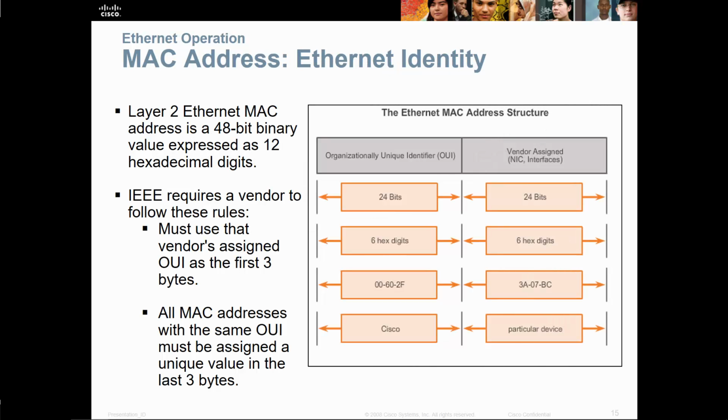So our Ethernet identity, we have a 48-bit address, normally expressed as 12 hexadecimal digits. Normally it's broken up into two groups, our organizationally unique identifier, our OUI, as well as our vendor-assigned NIC interface. So the OUI should be the same for all of the manufacturer's devices, and then it will just change the last 6 hexadecimal digits.